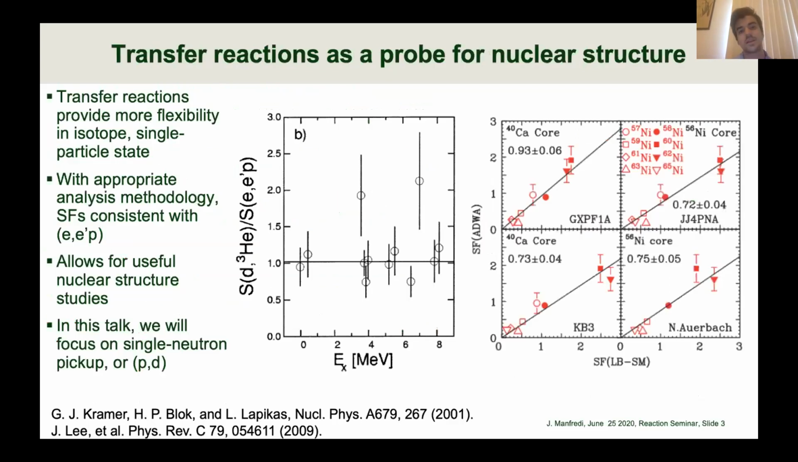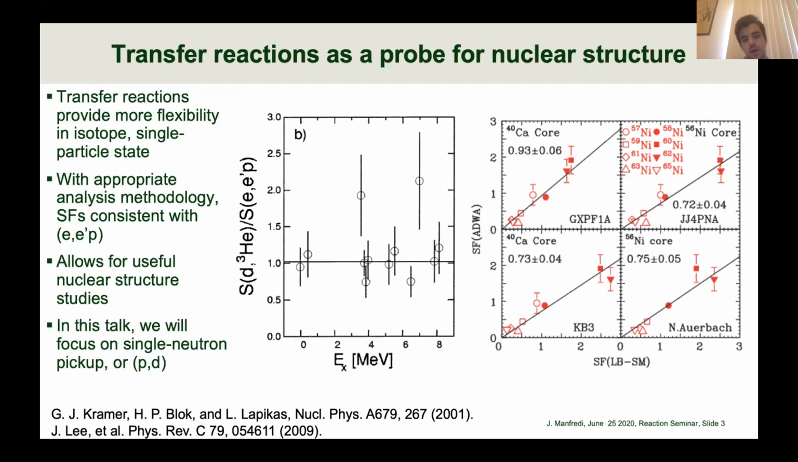One such technique is transfer reactions. So this is where an individual nucleon is transferred from projectile to target or vice versa. And this gives you more flexibility in terms of what isotopes you can study, as well as the individual states that you can access. So for a little while, it looked like there was a discrepancy between the spectroscopic factors coming from transfer and those coming from electron-induced proton knockout.